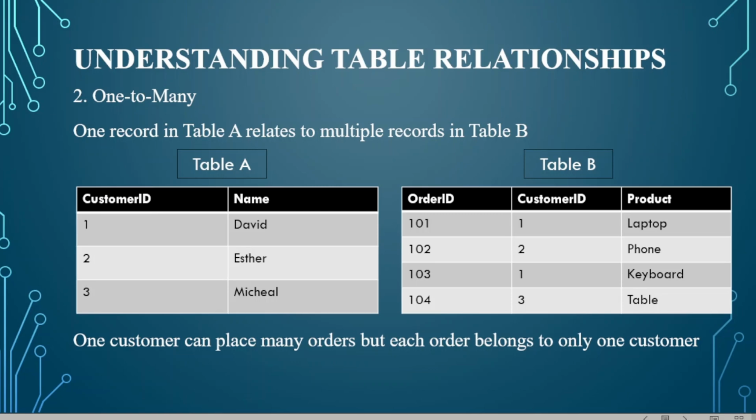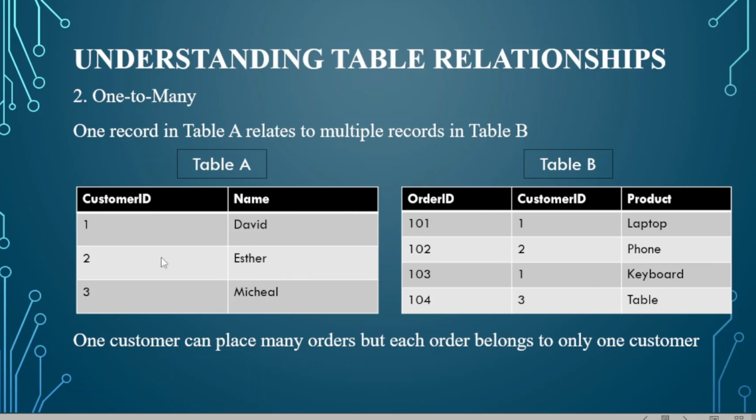In table A, we can see David is the first customer and he has a customer ID of 1. We also have Esther as a customer and she has customer ID 2. We also have Michael as a customer and he has customer ID 3. And on the second table we have customer ID, order ID and their products. Customer ID 1 is David. That means David purchased a laptop. That is the product he purchased, which is why it's showing on the other table.